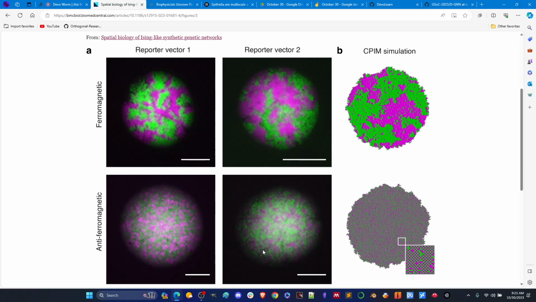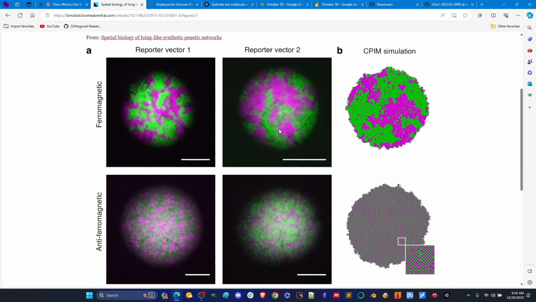For vector 2, of course, you have the green, and that's here, and I think you have a little bit of magenta in here. For ferromagnetic, you get this mixed population where you get strong green and magenta expression across the surface, and you get this sort of patchiness that you might expect from, say, if you've ever seen a BZ reaction. It kind of looks like that, but these are all bacterial cells carrying these gene circuits with these reporters in them.